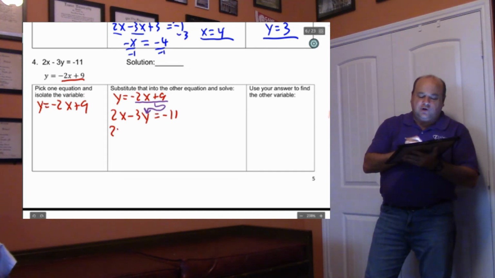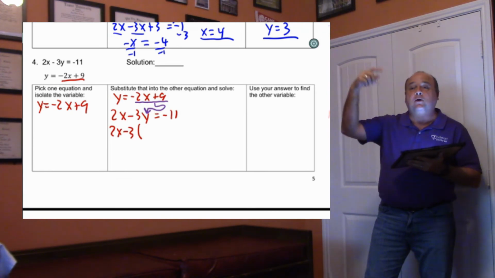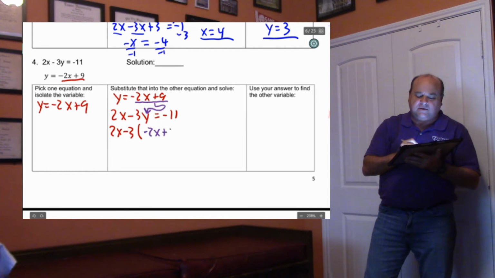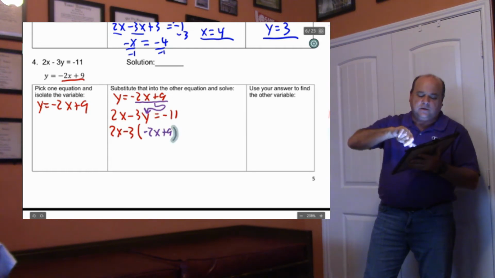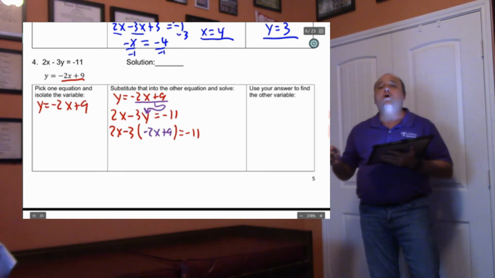Okay, so I'm going to write down 2x minus 3, start a parentheses. I'm not going to write down y, I'm going to write down negative 2x plus 9. So I'm going to write down the negative 2x plus 9, close the parentheses with the same color here, equals negative 11.